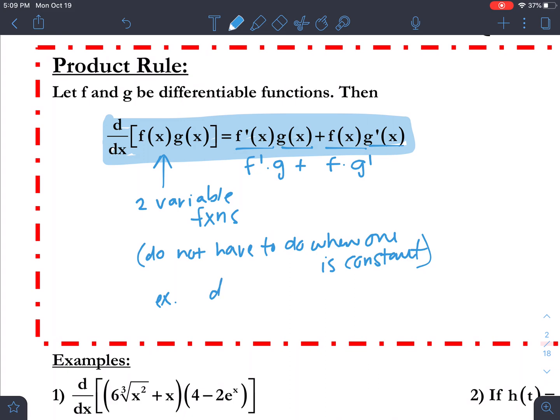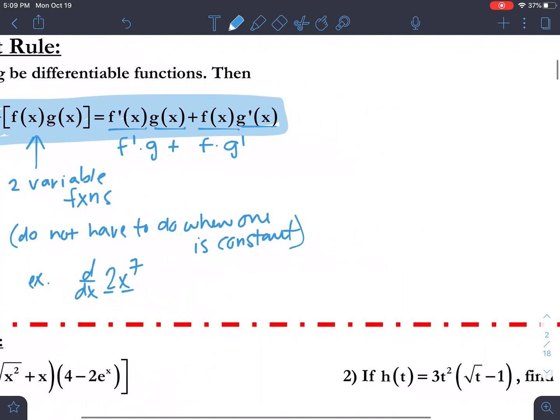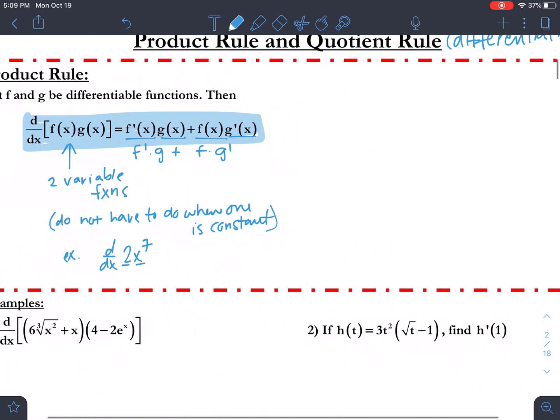If I said find the derivative of 2x to the 7th. 2 is a constant, x to the 7th. Well, we already know how to do this, right? This would be 14x to the 6th. Just use power rule. So we're talking about when it's two variable functions, so not just a constant. Okay, so let me show you why this works and why we're going to use this.